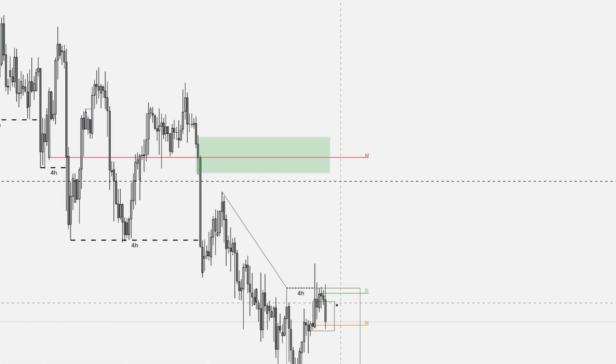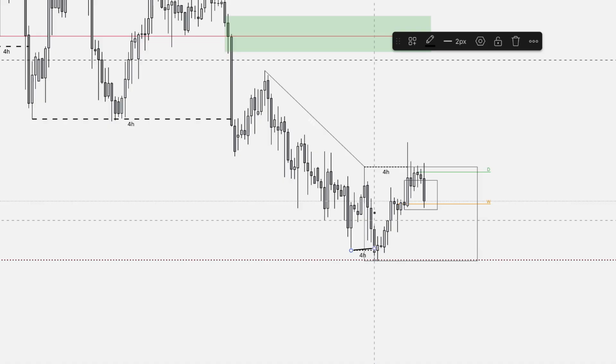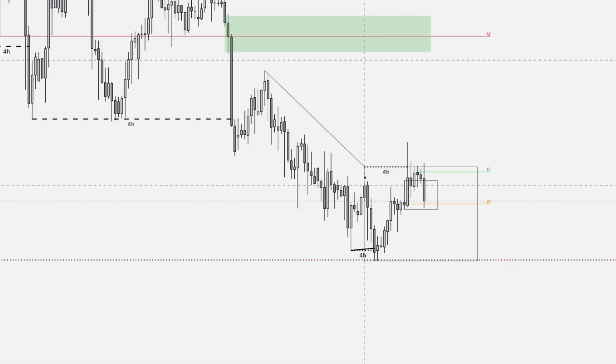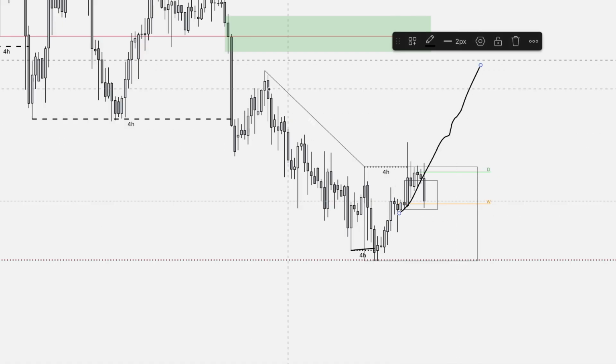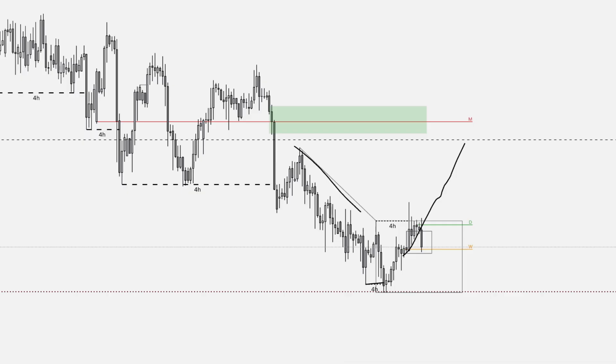And here we got the 4-hour fractal break, here down and here up. So now this demand is in control, and eventually pushes the price higher to take out all of this liquidity and tap into the supply zone and the monthly open.